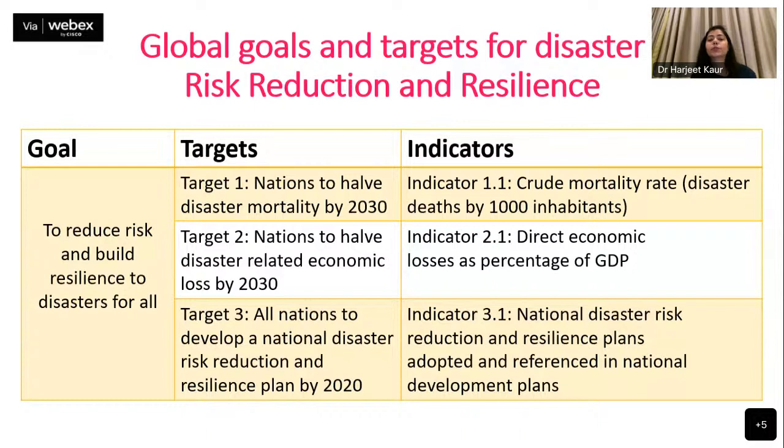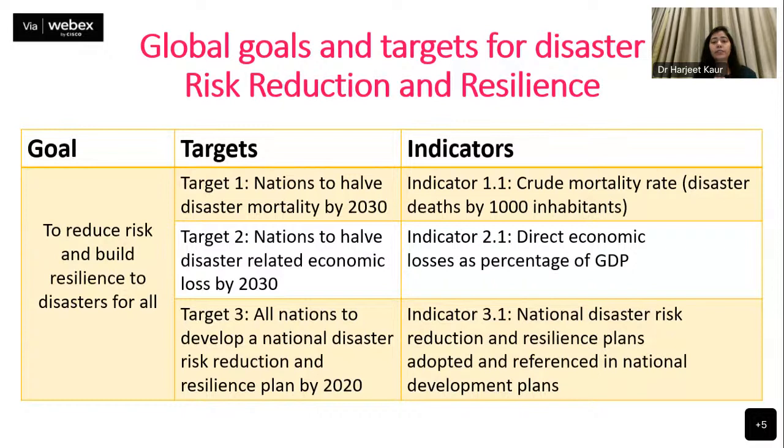So moving toward disaster risk reduction and resilience, we all know that we have global targets, global goals to make the nation resilient. So how can we achieve this resilience through these goals? The first target is to reduce mortality by half by 2030. Similarly, the second target is to reduce the economic losses by 2030. And the most important, target three of these global targets and priorities, is that all nations should come up with a national plan for risk reduction and resilience by 2020. How our country is contributing to these global targets, we will discuss later.